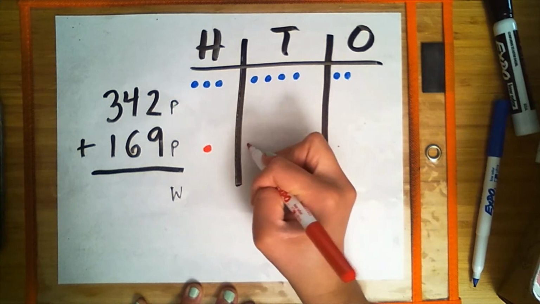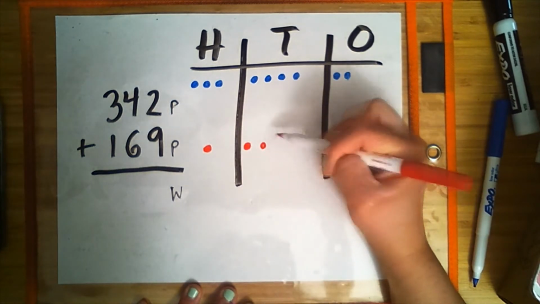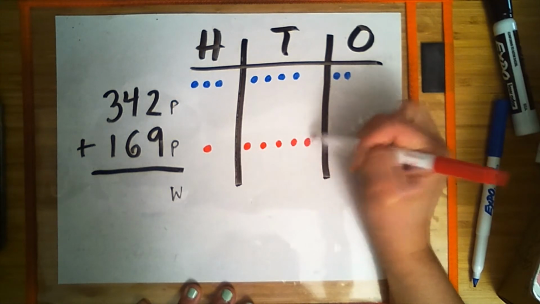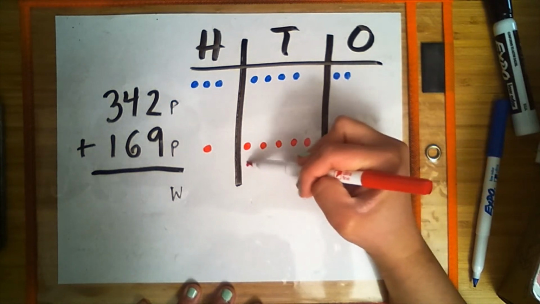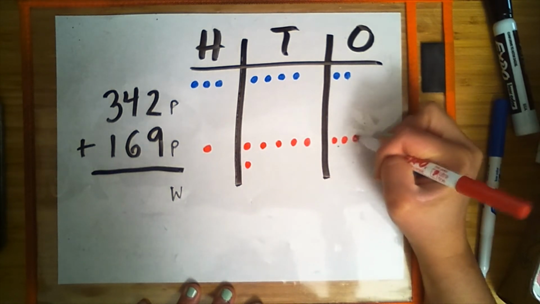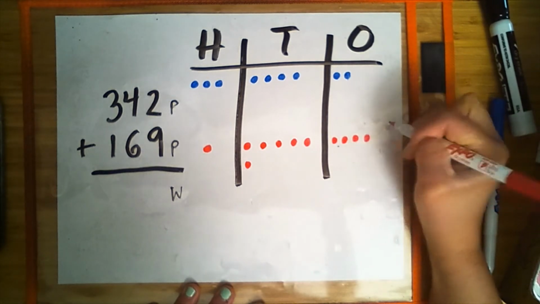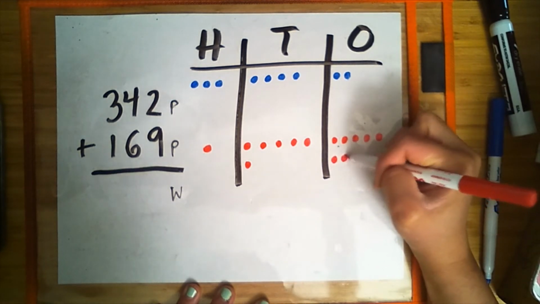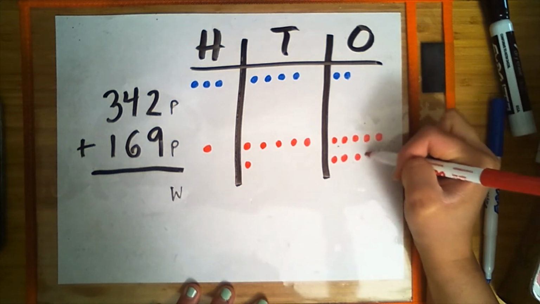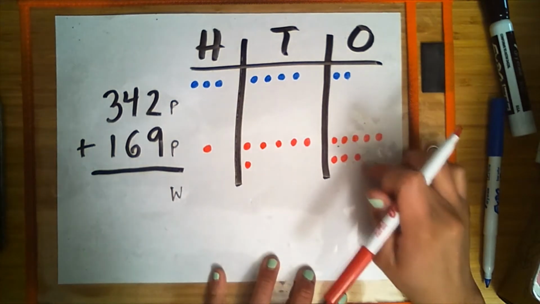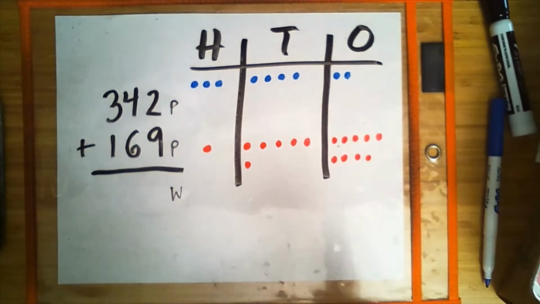100, 110, 120, 130, 140, 150, 160, 161, 162, 163, 164, 165, 166, 167, 168, 169. You'll notice that I still set up with my 5 groups. That's really important for you to do. And let me go ahead and fix this last dot right here.